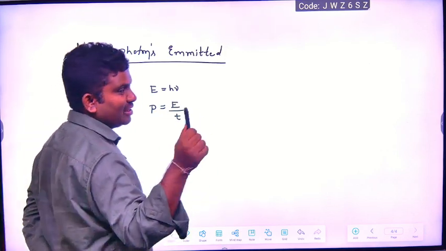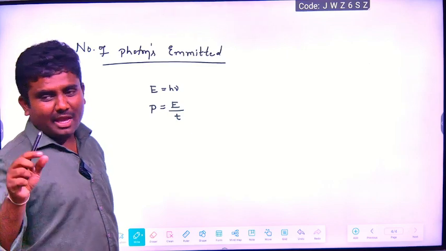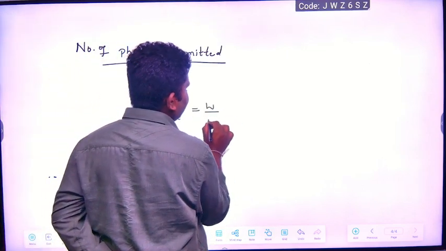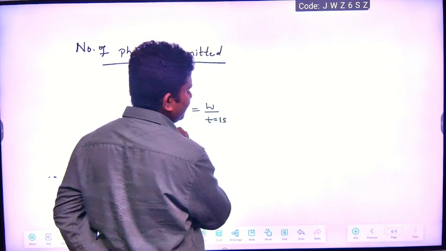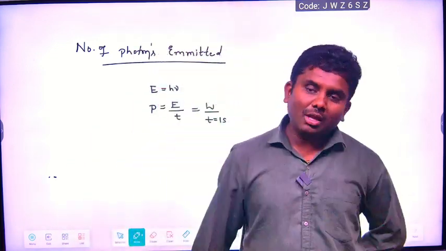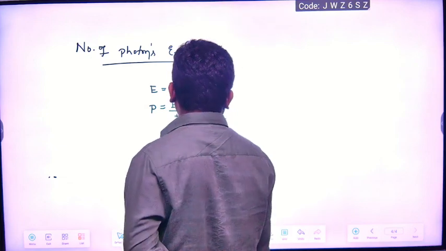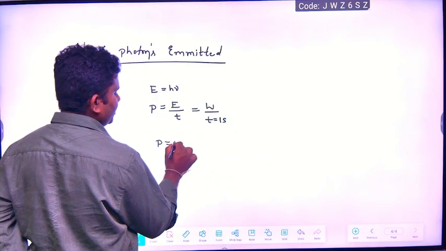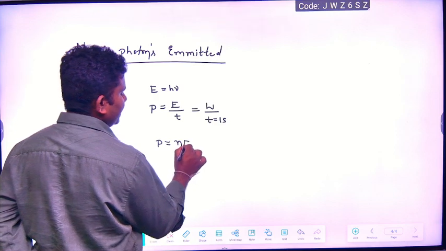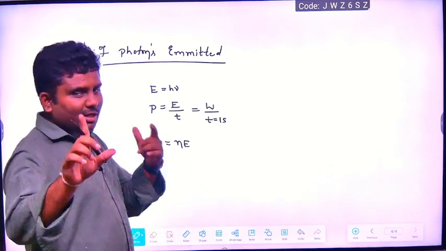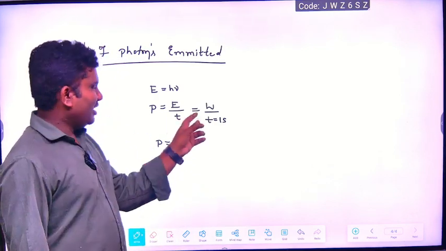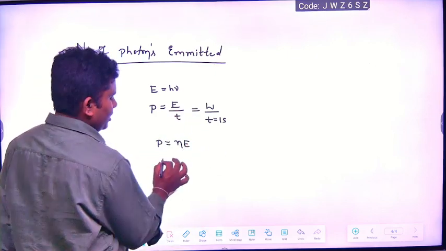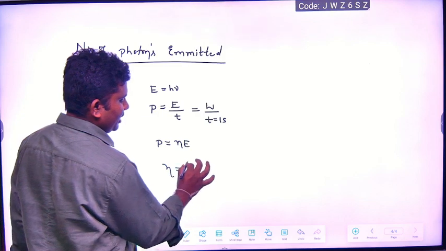Energy, time should be 1 second. Energy by time, or energy is also called work done. Work done per second, t equals 1 second, is power. How much work it will do in 1 second is what we call power. Now this power is equal to n times the total energy per second. If there is one photon, 1 E. If there are n number of photons, n E. That's why the number of photons is power divided by energy.